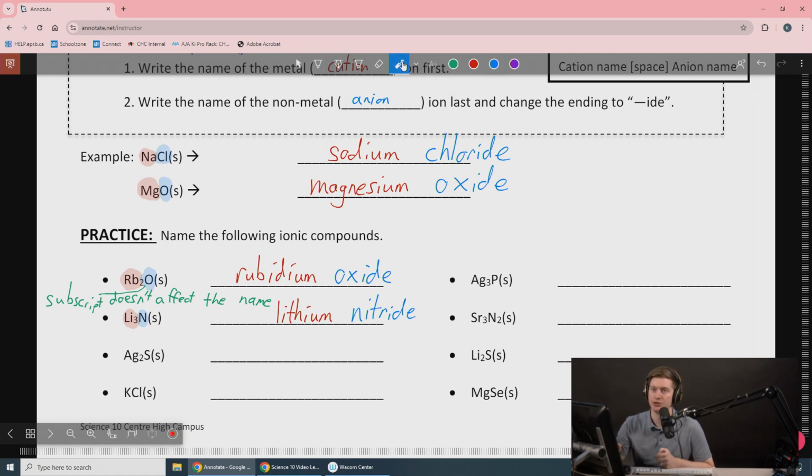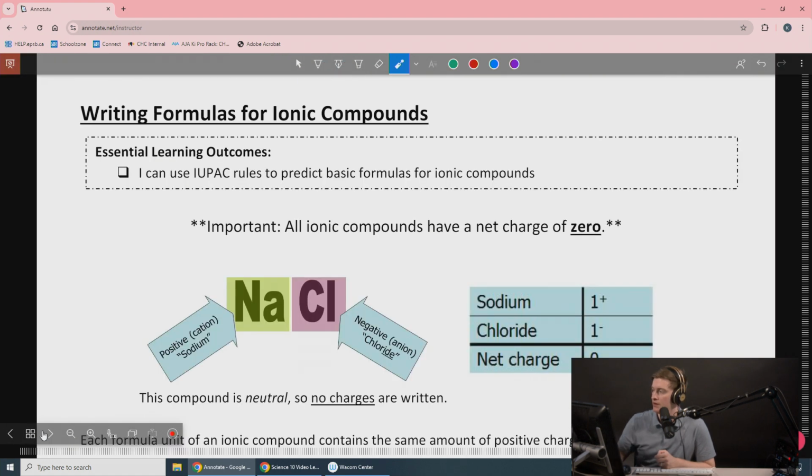Gonna jump to our next page. That's working from the formula to the name. You're just naming what's in it. But we can also go the other way. We can be given a name for an ionic compound, and then we have to change that into a formula.